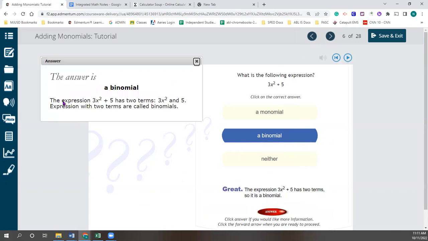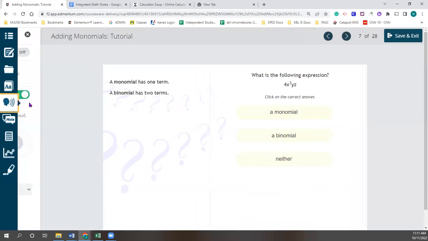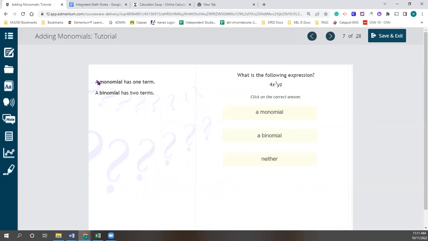Please click on answer and read these. It's super helpful to hear it again and to have it cemented. The expression 3x squared plus 5 has two terms. 3x squared is a term and 5 is a term. Expressions with two terms are called binomials. It's supposed to be click to speech, but as you see, it's not necessarily doing it. So if that's the case, ask for help.